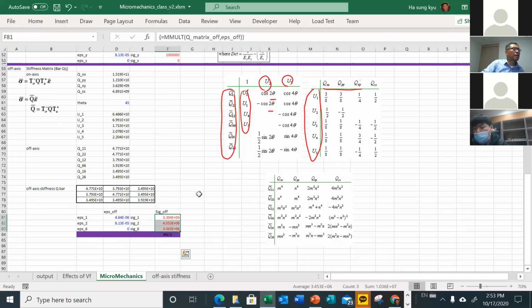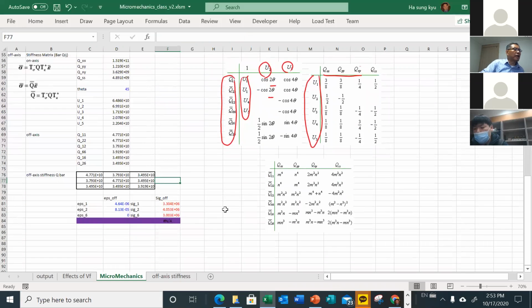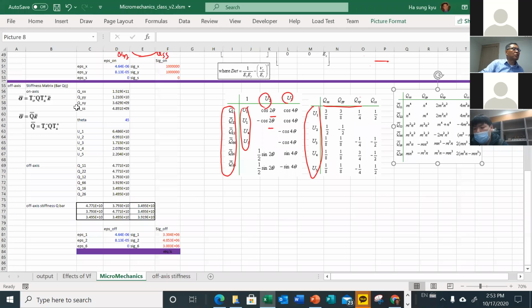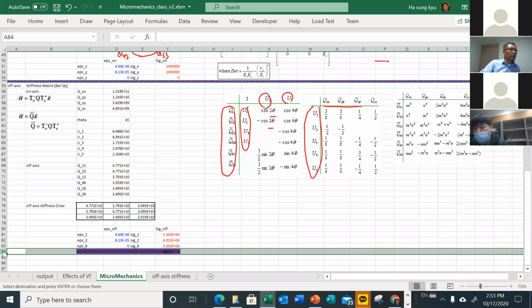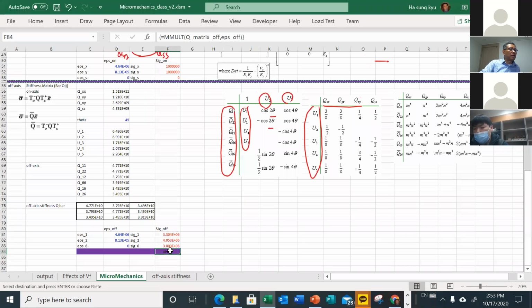Okay, so I think that this is the well programmed, but always after program we need to double check. We need to double check. I would like to have this one. Cannot change part of any array. What is array? Oops, I made a mistake.